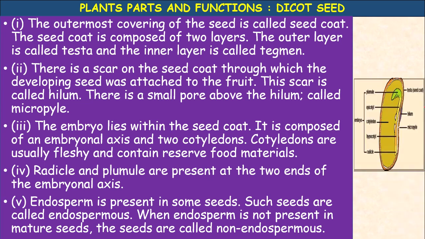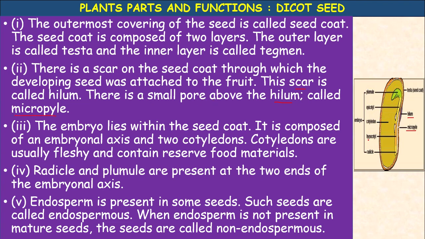Here a dicot bean seed is given, and it contains a hilum. What is the hilum? The hilum is a scar-like structure which helps in the attachment of the seed to the fruit. And this is the micropyle, the small pore which is present above the hilum.